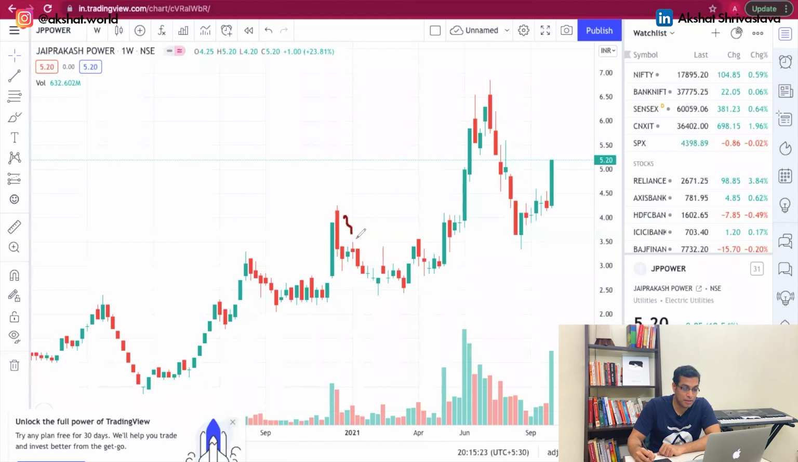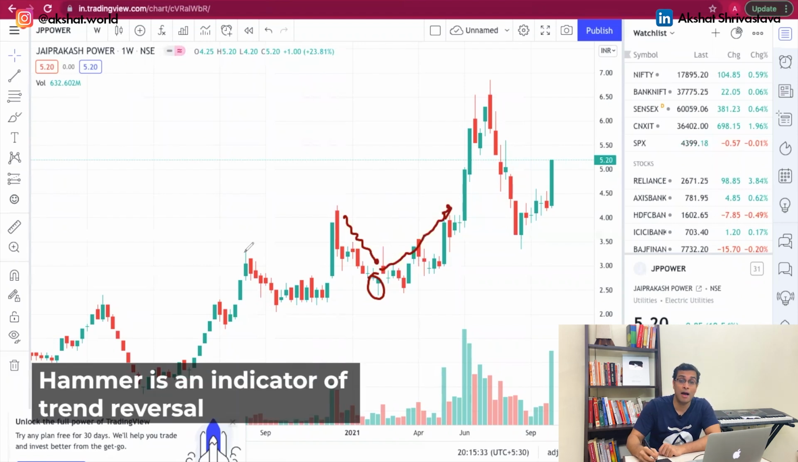Now here you have a hammer. So the stock price is moving down. This is the hammer. It found a hammer and it started moving up, right? So this is a trend reversal thing, and hammer is an indicator of a trend reversal, right?